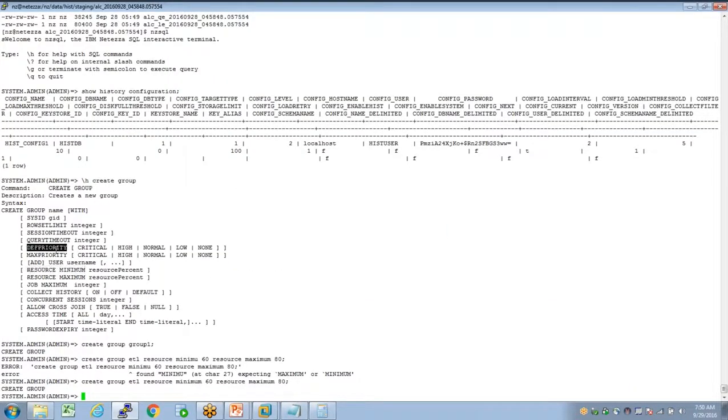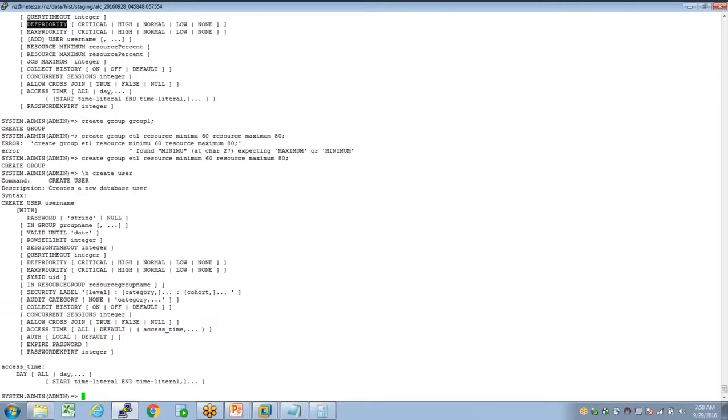It is while creating a user, saying what your default priority is. With the create user syntax, you can define it. Okay. Please note that this is how the priority works. First, it is decided at a group level based upon your resource minimum and resource maximum. Once the group level allocations happen, right, this is how it works.